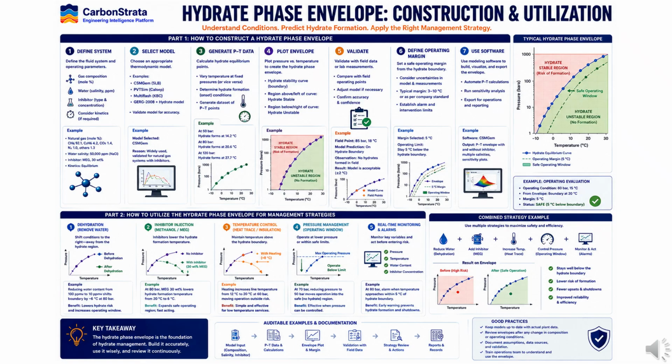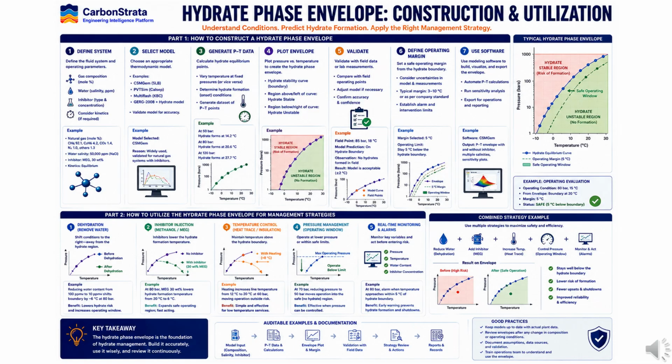The hydrate phase envelope is one of the most important tools in flow assurance because it helps us predict where hydrates can form and how to avoid them. The process begins by defining the system, including gas composition, water content, salinity, and inhibitor concentration. We then select a suitable thermodynamic model and generate pressure-temperature data to determine hydrate formation conditions. These points are plotted to create the hydrate phase envelope. The curve divides the operating space into two regions: a hydrate stable region, where hydrates can form, and a hydrate unstable region, where hydrate formation is not expected.